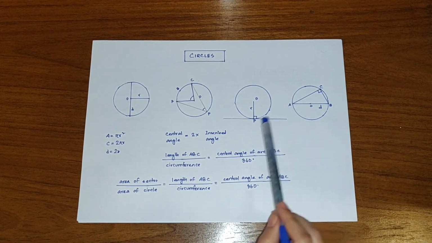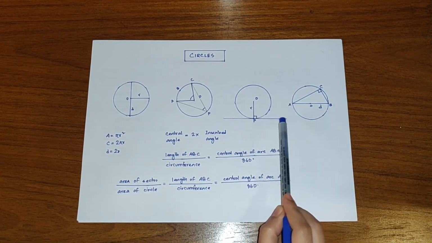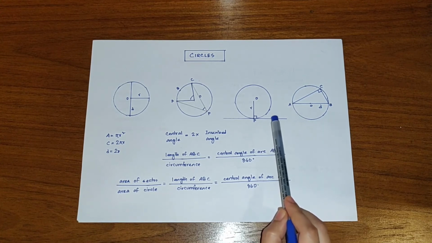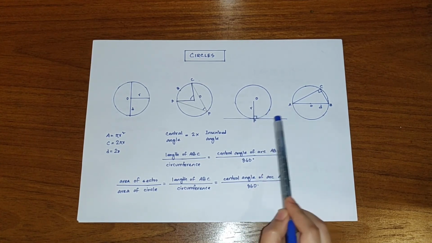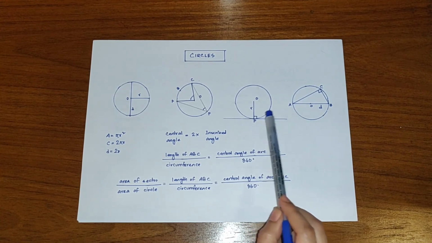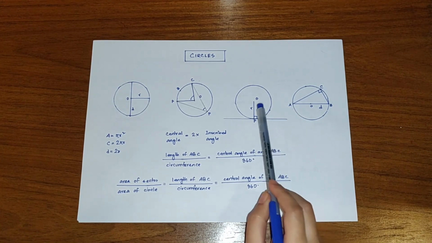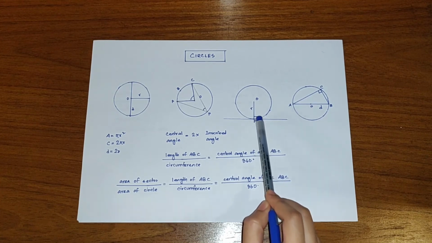In this circle, this line is called a tangent. A tangent intersects the circle at exactly one point, the point of tangency, or in this circle, P. If you draw a radius to this point, it creates a 90-degree angle.